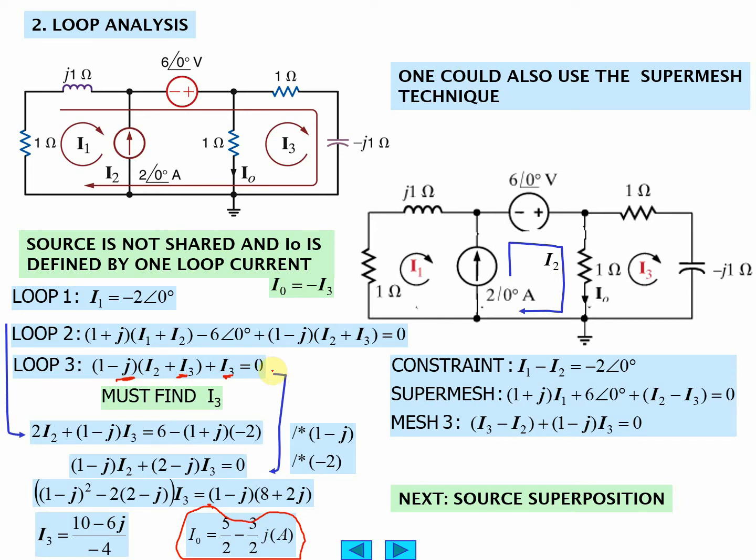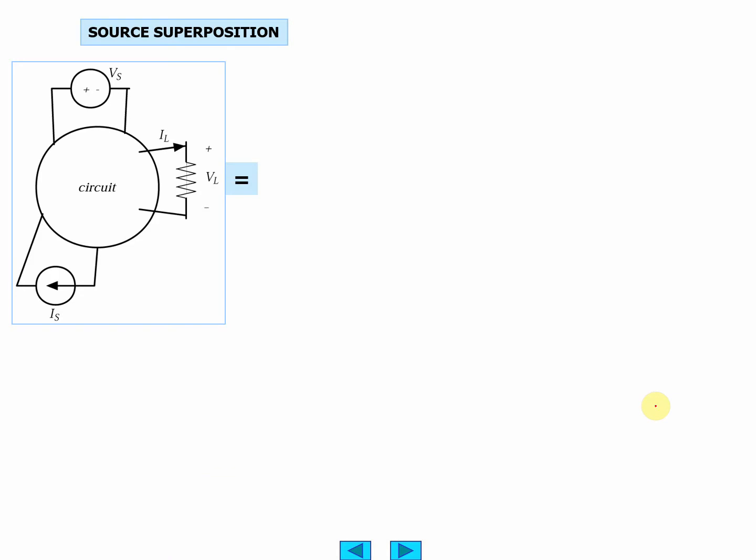Okay, no, not quite, because now we have I2 going on. We didn't have I2 before, so a little different equations. But when we sort all the things out, we should get the same answer. There we go. Source superposition.